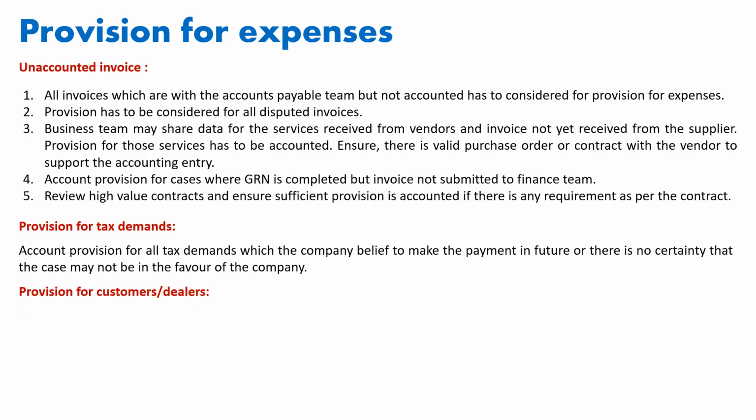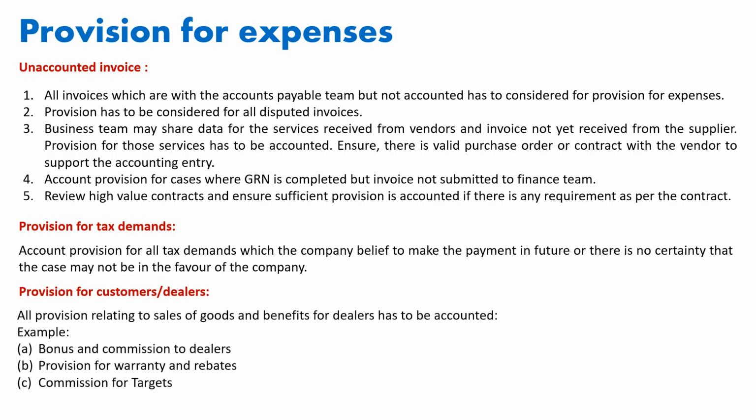Provision for customers or dealers. All provision relating to sales of goods and benefits for dealers has to be accounted. Example, bonus and commission to dealers, provision for warranty and rebates, commissions and targets. Correct? That is how all benefits will flow. But if it is not due for payment, you have to create the provisions for these third parties.